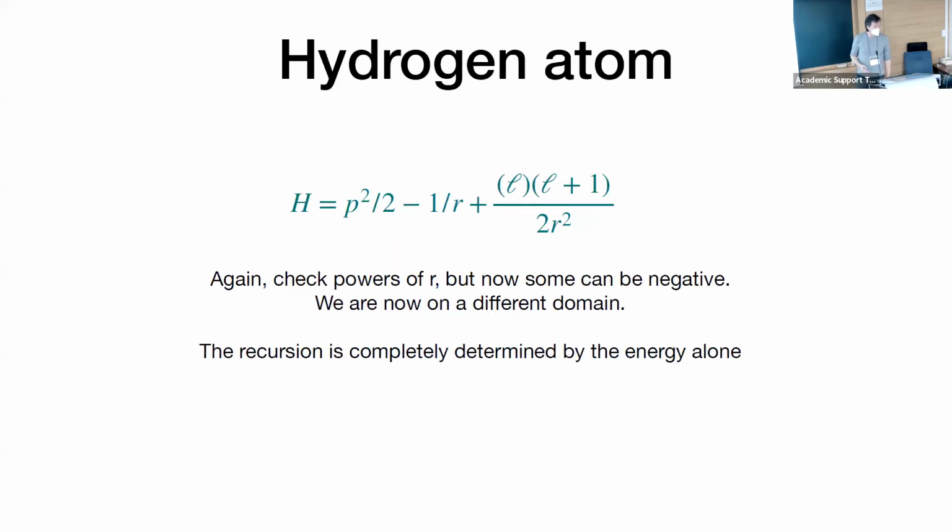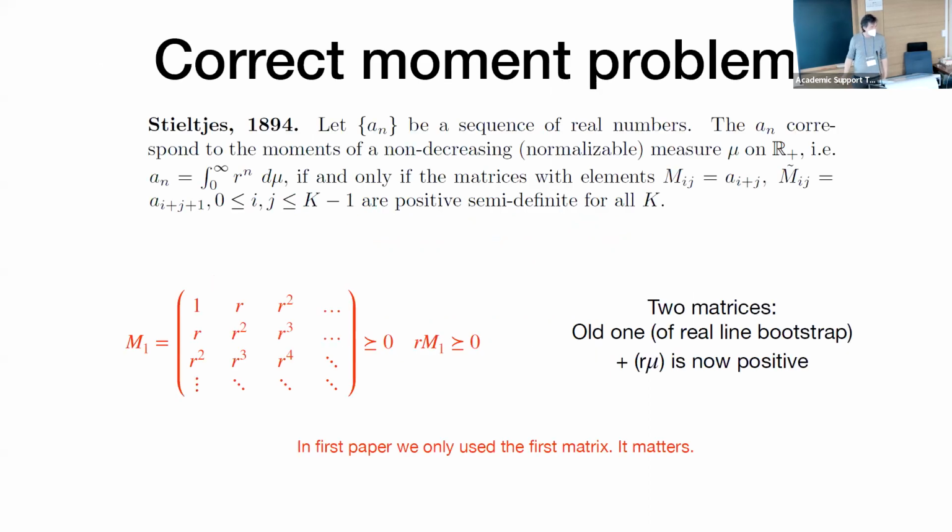The next one is the hydrogen atom. Again, we check powers of R, but now some can be negative. And what happens is that if you're doing the hydrogen atom, you're now doing things in a different domain. It's not a real axis. You are going from 0 to infinity. Again, if you just do things naively, the recursion relations are completely determined by the energy. But the correct moment problem now changes. This is something that we didn't realize in our first paper because we didn't read this closely enough.